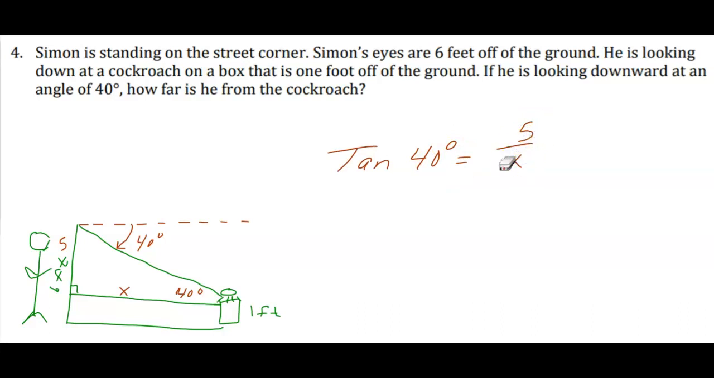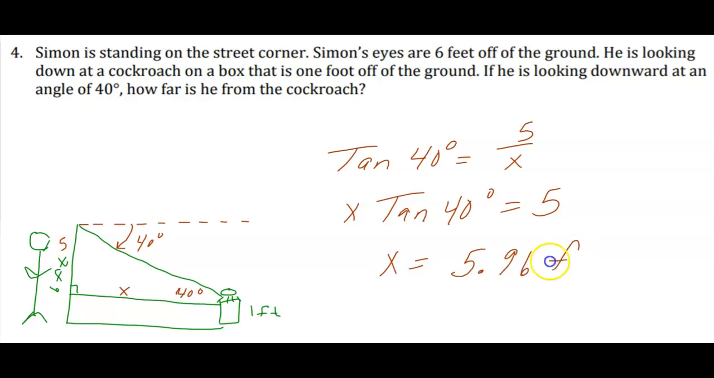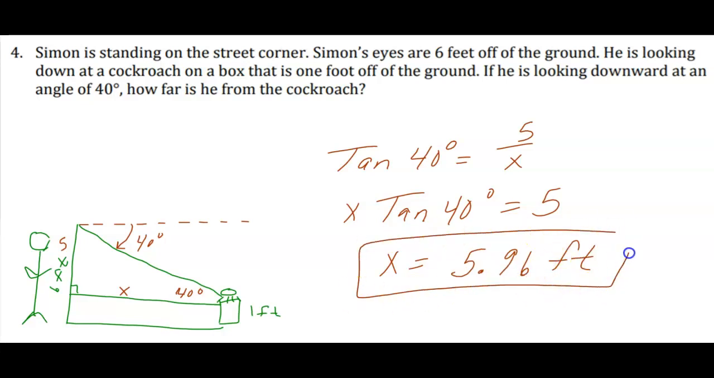So you're going to multiply both sides by x. And then just go ahead and punch it in your calculator. 5 divided by the tangent of 40. And you should get 5.96 feet. So hopefully that makes sense.